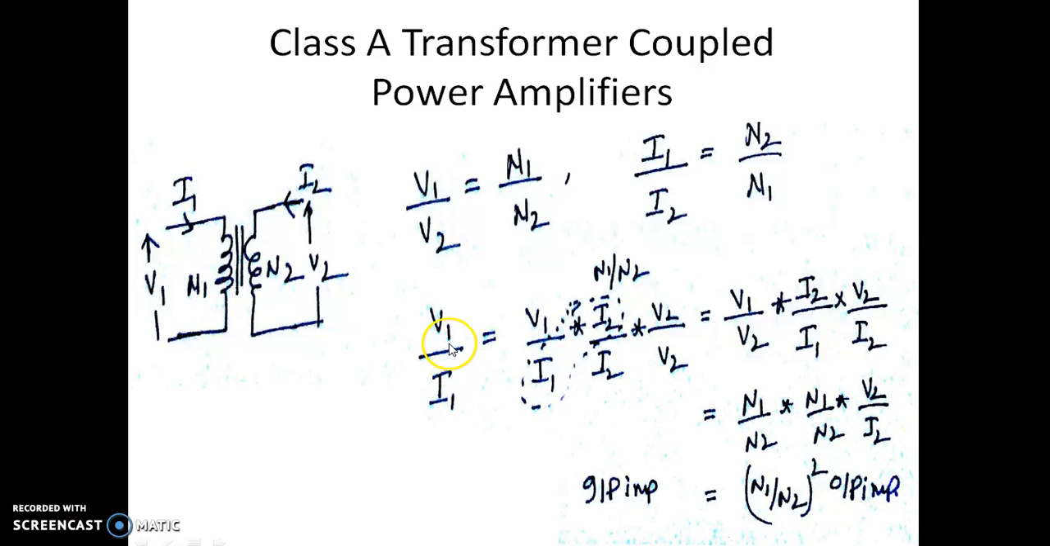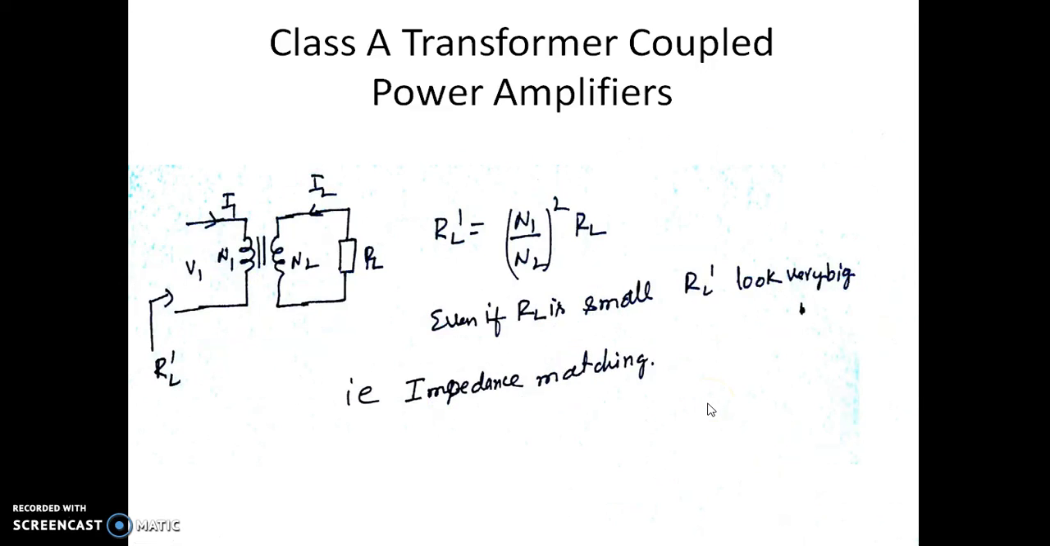Now what is interesting to see here is that V1 by I1, which happens to be the input impedance, is V1 by I1. So input impedance is equal to N1 by N2 squared times V2 by I2, which is nothing but the output impedance. So we can certainly relate the input impedance and output impedance of the transformer by its turns ratio, meaning the input impedance is given by N1 by N2 square into output impedance. So if you're connecting some output impedance here, if you see from the input, it will not be only this impedance, it is multiplied by the square of the N1 by N2 ratio.